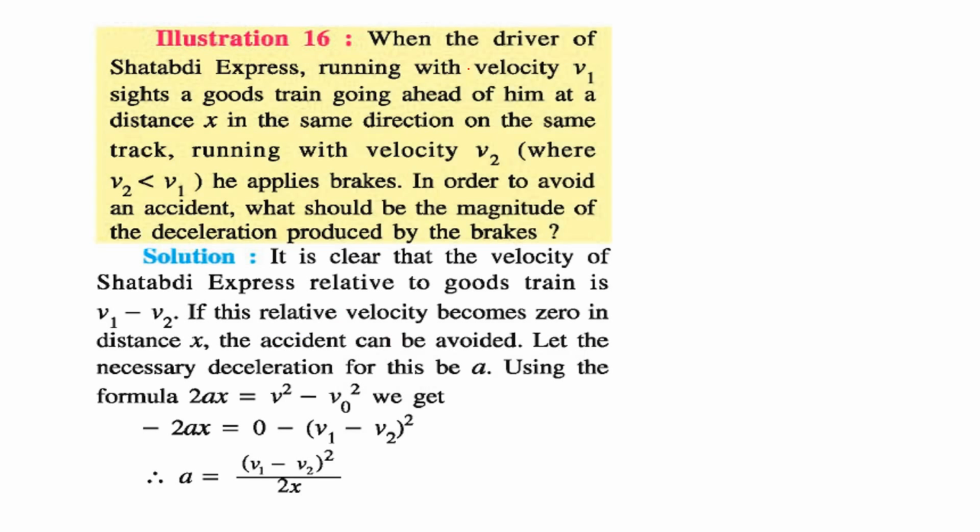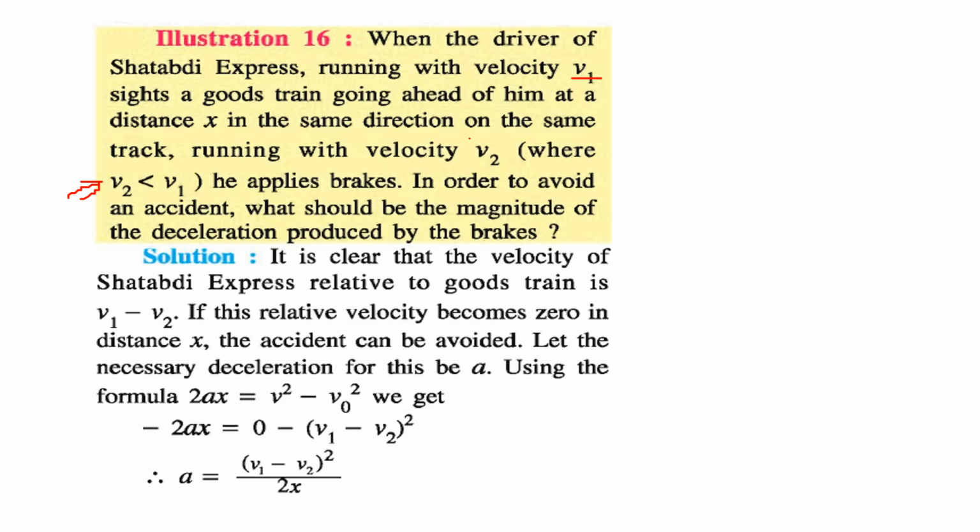When the driver of a Shatabdi Express running with the velocity V1 sights a goods train going ahead of him at a distance x in the same direction on the same track running with a velocity V2. Here it is being shown that V2 is less than V1. He applies brake. In order to avoid an accident, what should be the magnitude of the deceleration produced by the brakes?